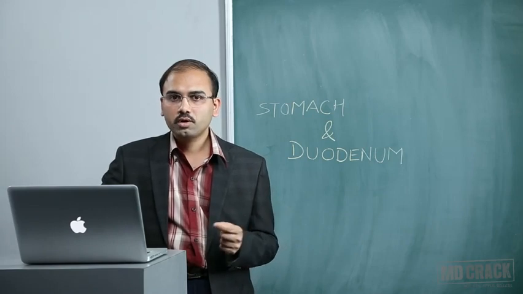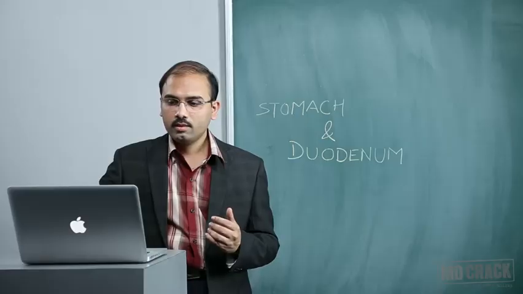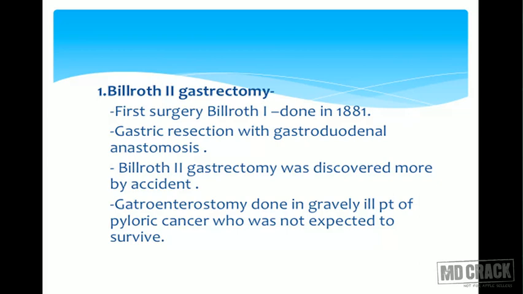Then what operations we have got for duodenal ulcers? The aim is to avoid the damaging effect of the acid on the gastric mucosa. This can be achieved in two ways. Either you divert the acid away from the duodenum, or you reduce the secretory potential of the stomach, or combine both. So this can be done by various operations like Billroth 2 gastrectomy.